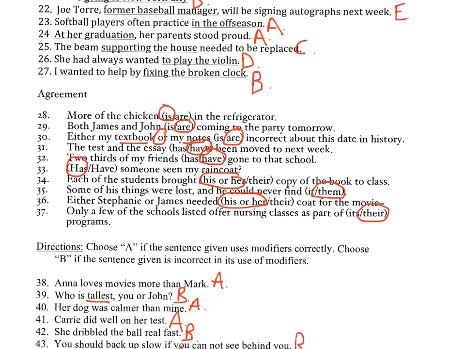Either Stephanie or James needed his or her coat for the movie. Stephanie and James are both singular. They're joined by or, so they stay singular. Since we have both possibilities, we need to say his or her.